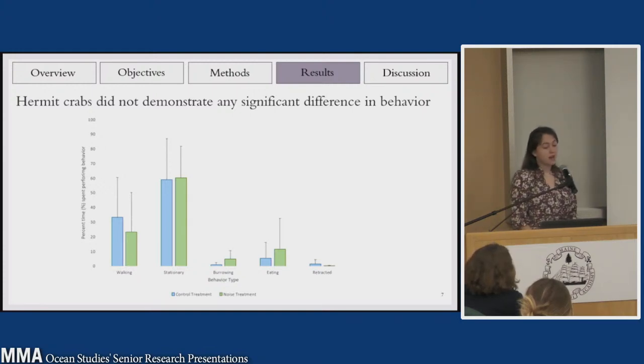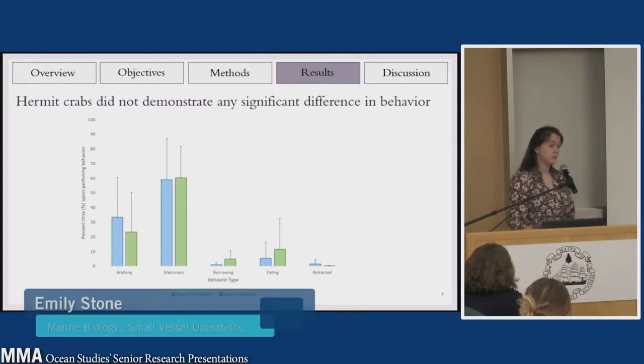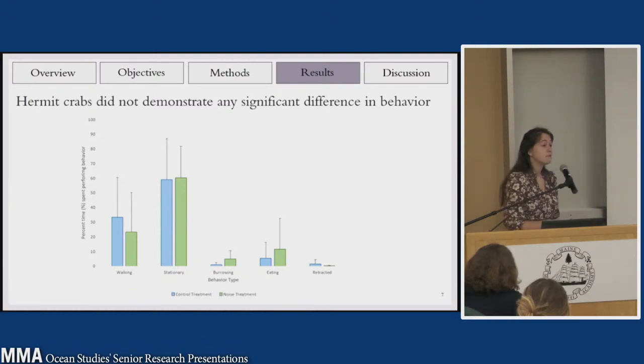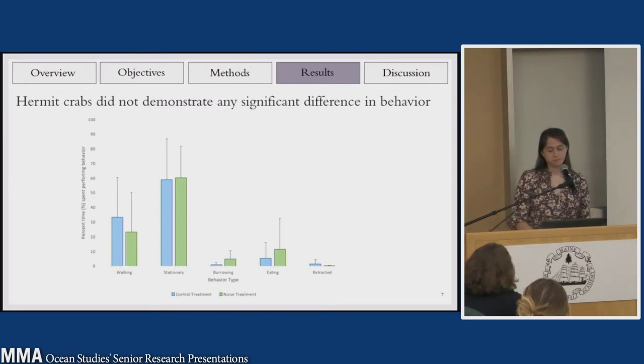So overall, I found that there wasn't a significant difference in the amount of time that hermit crabs spent performing behaviors in either period. However, I did notice some general trends that were consistent for the majority of my hermit crabs. For example, 4 of the 7 hermit crabs that I tested showed a decrease in walking behaviors during the noise treatment periods. And similarly, 4 of the 7 hermit crabs showed an increase in burrowing behaviors during the noise treatment period.